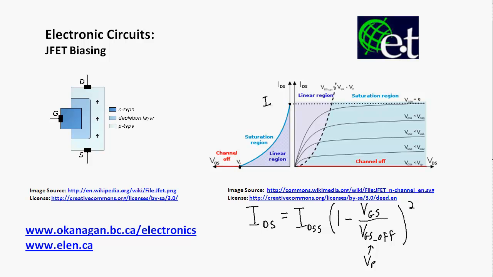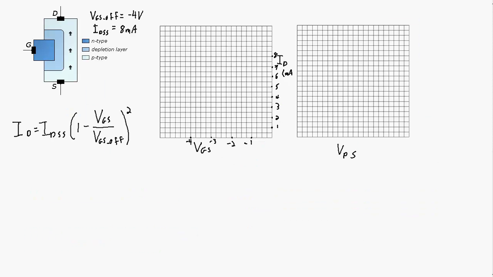This point here is IDSS. This is the maximum that your drain current can reach. And IDSS stands for the drain source current at saturation. So here's an example showing Shockley's equation at work here. I've rewritten Shockley's equation, and I've got this particular transistor that has these characteristics.